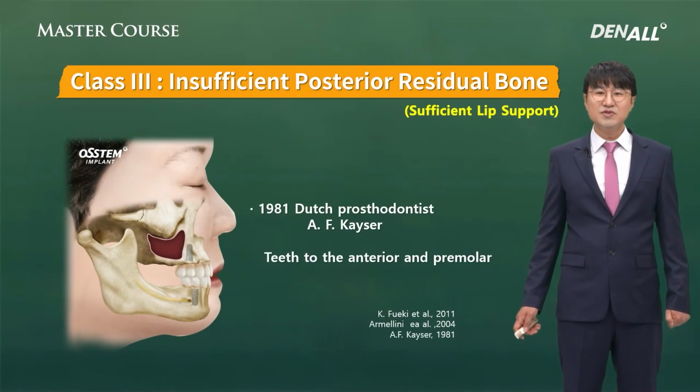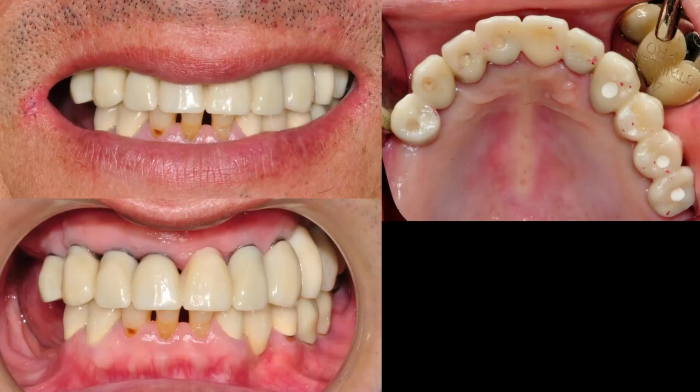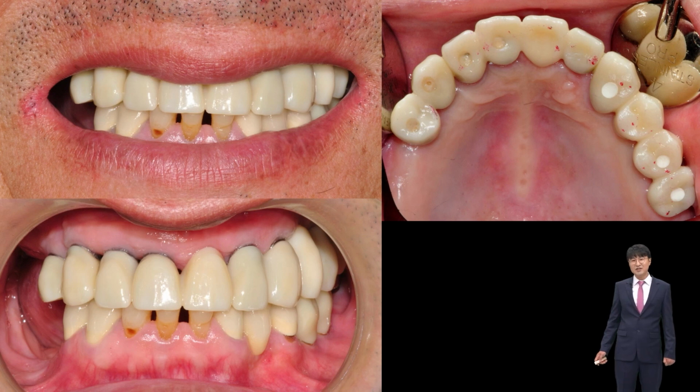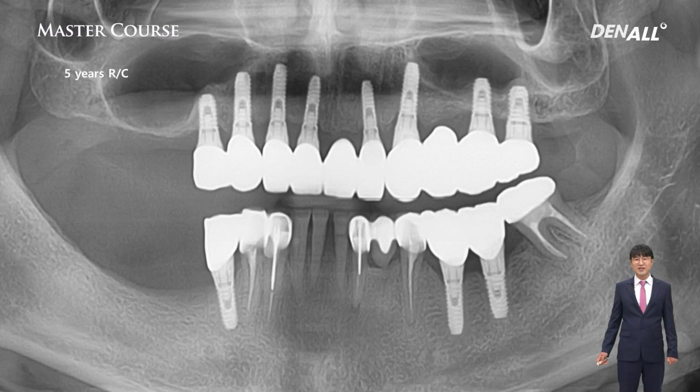So if there's not much bone and bone grafting cannot be done, then the shortened dental arch technique is something I prefer. This type of restoration is something I also consider. On the right side, there's no restoration, but the patient could still chew. And after 5 years, on the panorama photo, the implant is still stably functioning.